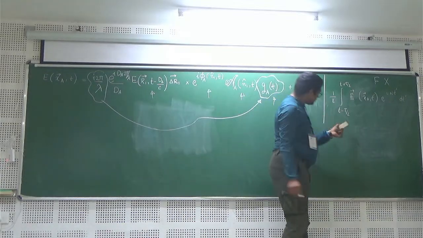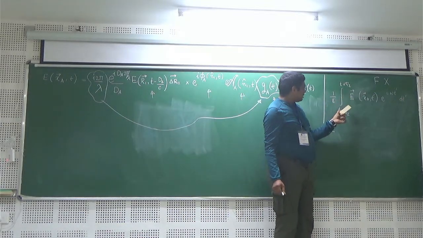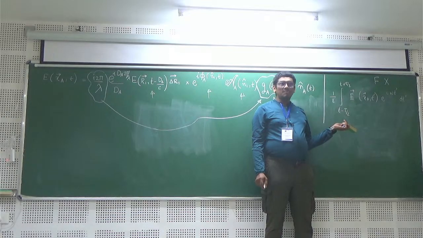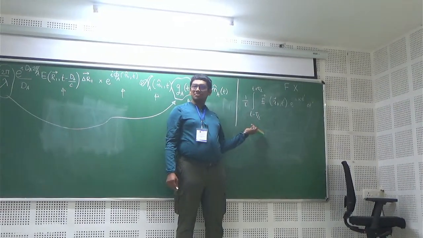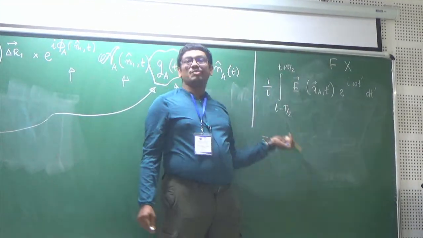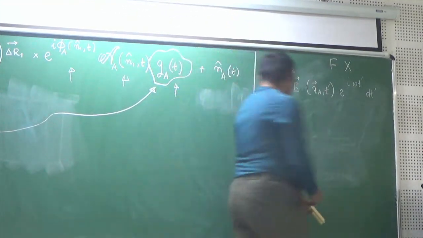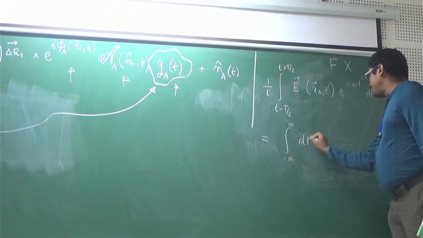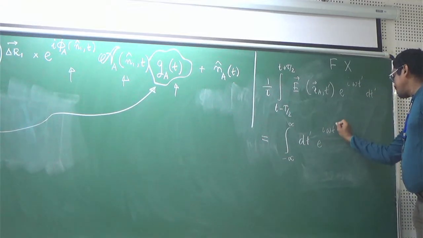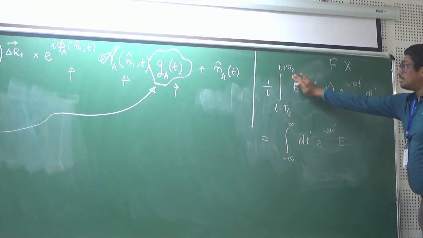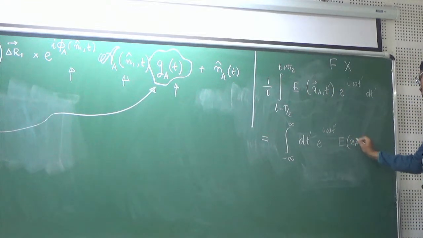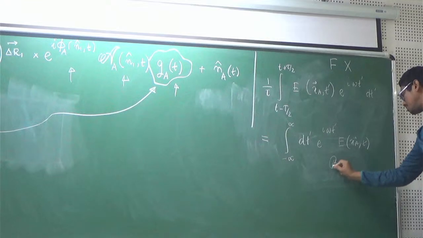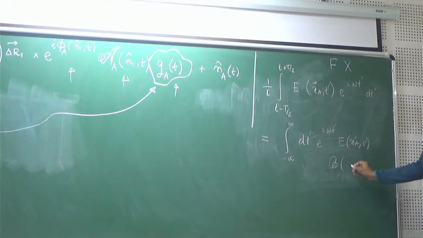And then when I'm writing it this way, does this look like a Fourier transform? How many of you think it is a Fourier transform? It's not a Fourier transform because these integrals are not from minus infinity to plus infinity. How do I make it a Fourier transform? I can write it as minus infinity to plus infinity dt prime e to the i omega t prime. Not a vector E, it's a scalar E. And then this I can write as a window, which is a window between.